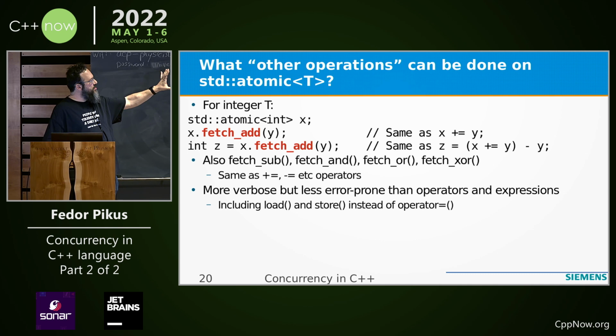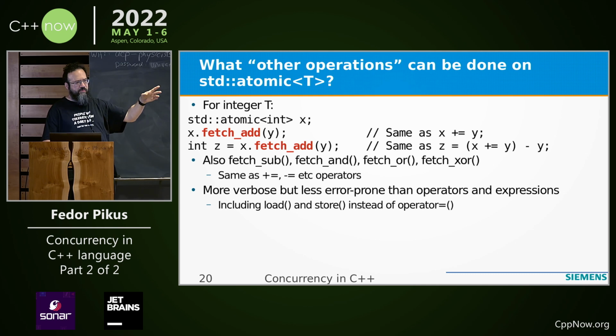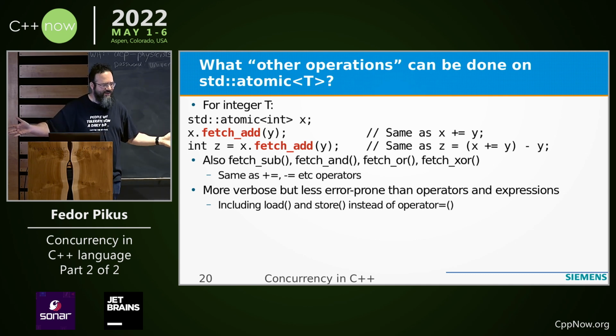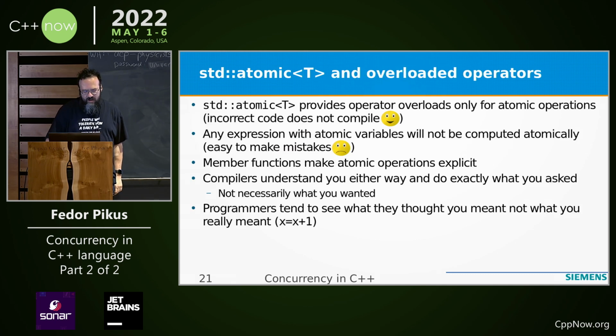The advantage of them, even though they're much more verbose, is that they're much less error prone. If you wanted to write x equals x plus 1, but not using operators, using these it would be x.store of x.load plus 1. It would be obvious that you're doing two separate atomic operations at this point. For that last reason, that people normally read what they want to read, not what's written there, I personally recommend using member functions.